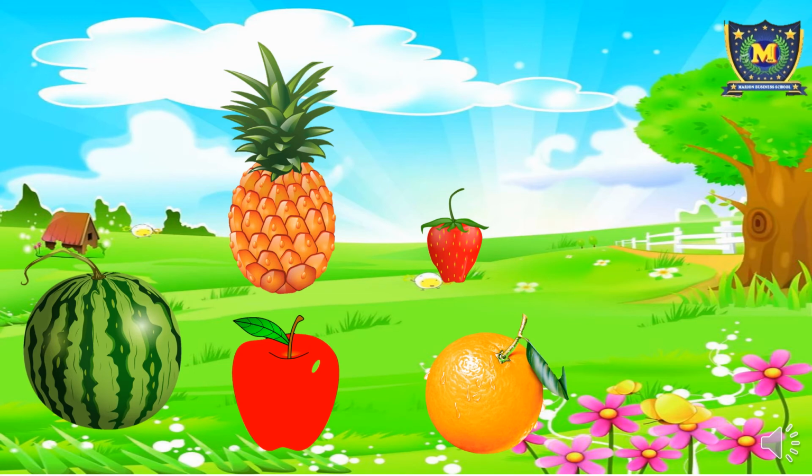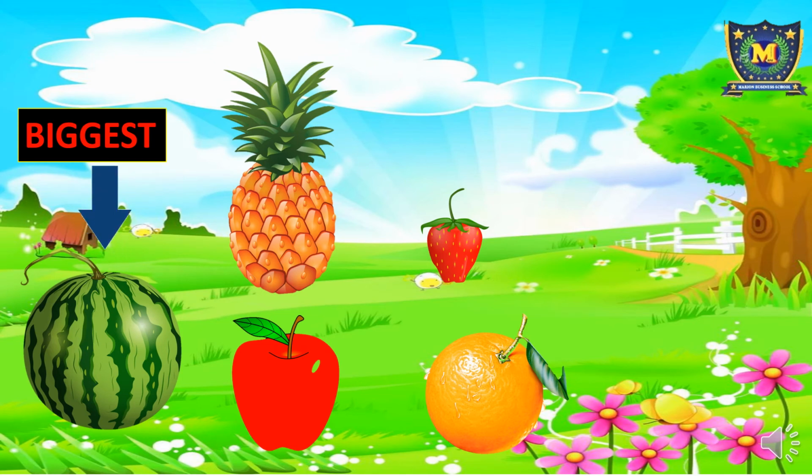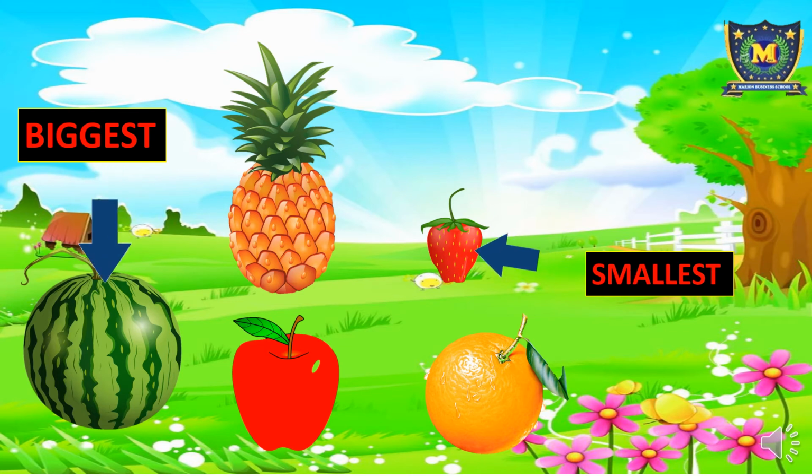Okay, next. Now, how about these fruits? Which one is the biggest and which one is the smallest? Let's start with the biggest. If you bet the watermelon, then you're right. How about the smallest? Yes, of course, it's the strawberry. Great job.